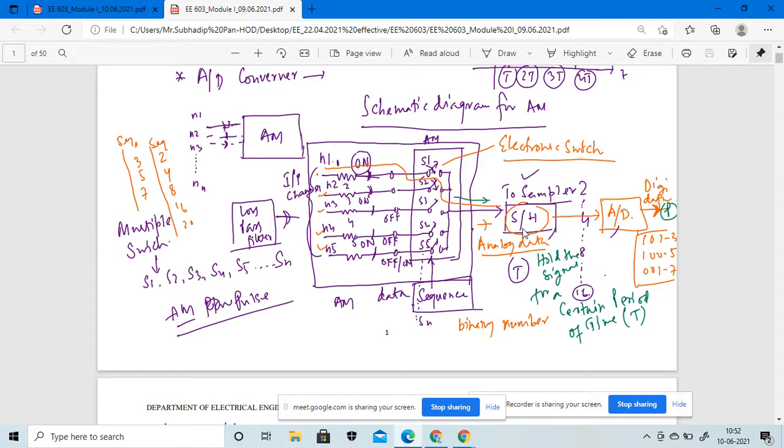Each and every input channel has some signal, and the signal is nothing but an amplitude modulated pulse. The pulse depends upon the clock, the clock pulse, obviously.